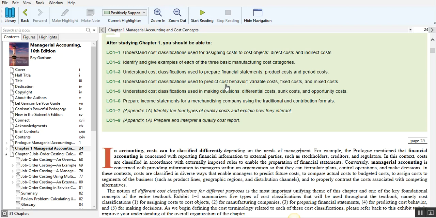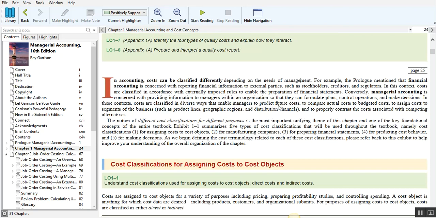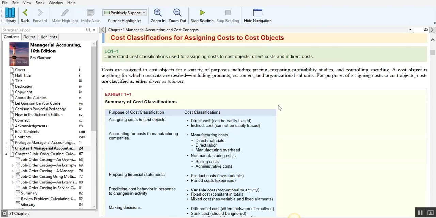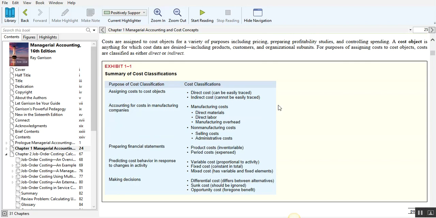How do we look at cost behavior? We're going to look at variable cost, fixed cost, and mixed cost. And then how do we use cost information to make decisions? In that case, we're looking at differential cost, sunk cost, and opportunity cost. And then we're going to identify how we prepare financial statements using a traditional and contribution format in a manufacturing company. To start with, cost classifications are highlighted here in Exhibit 1.1.